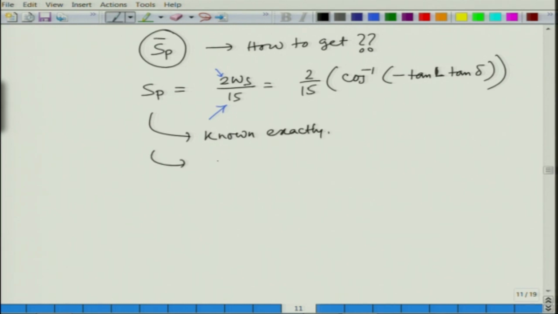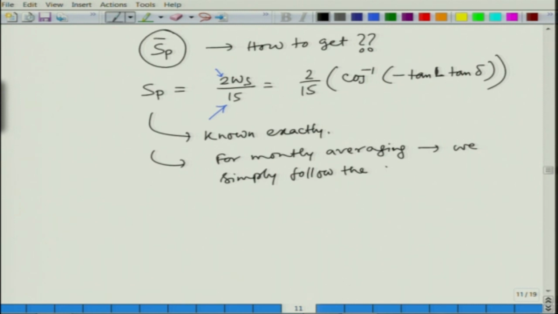That means for monthly averaging we simply follow the averaging schemes as followed for H naught bar. So, after that it is straightforward.